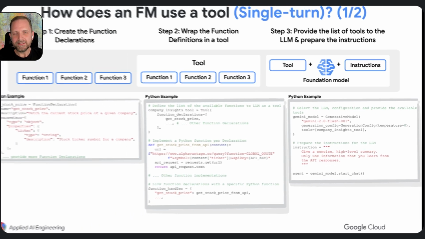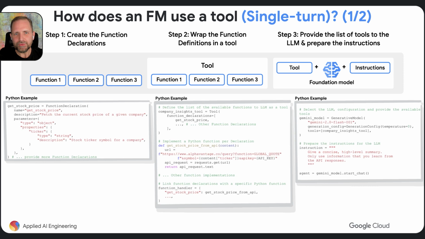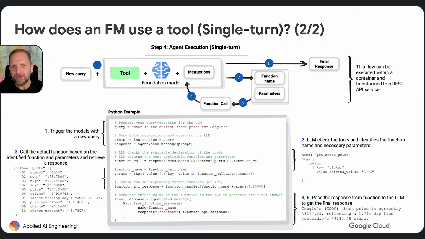And this is now the core of an agent. The core of an agent is a combination of the available tools given to a model, the instructions on how to use the tools, and the foundation model itself. But now that we have the core, how does it work? How do we execute this agent, this core of the agent?